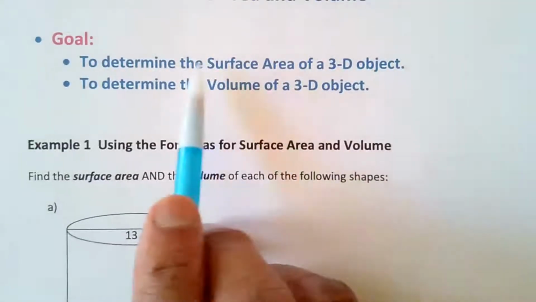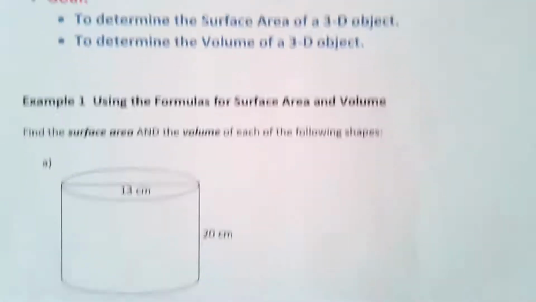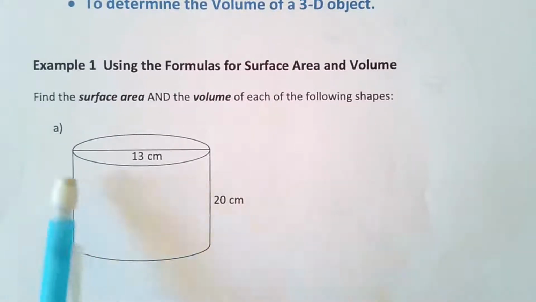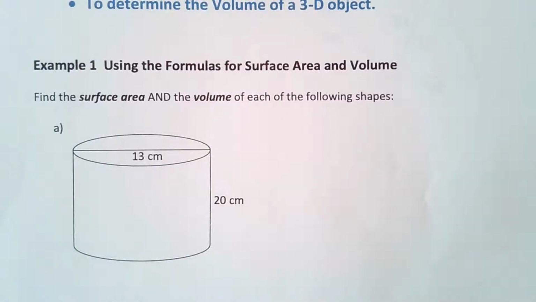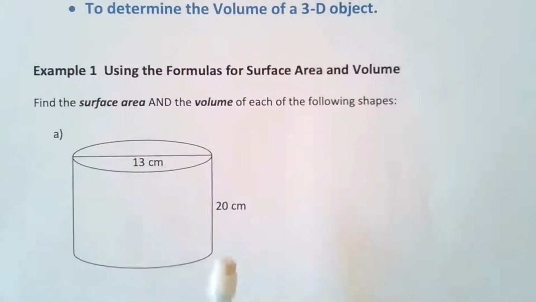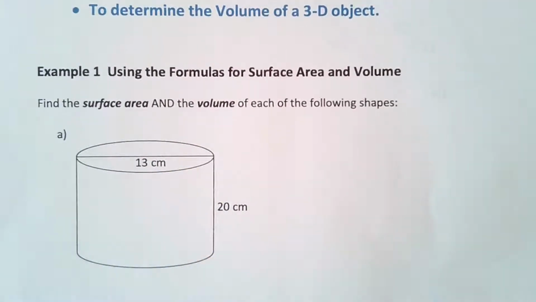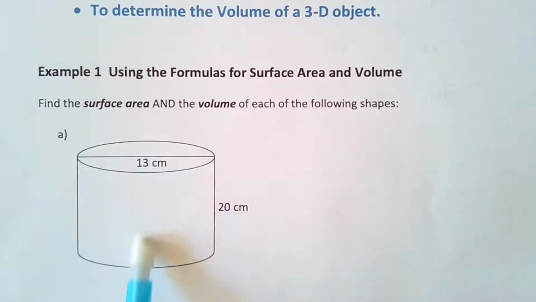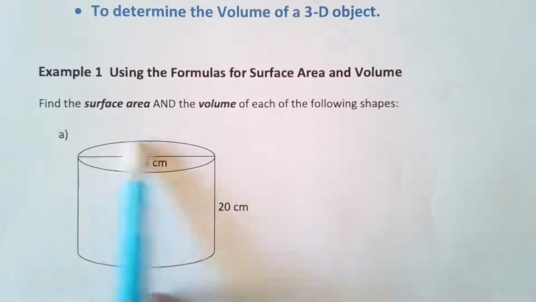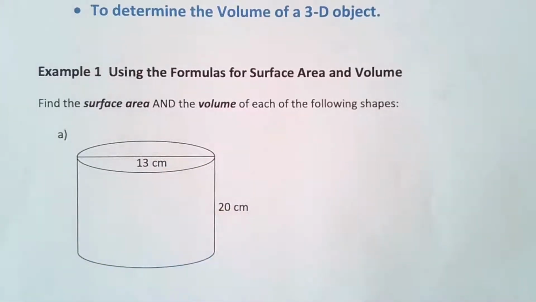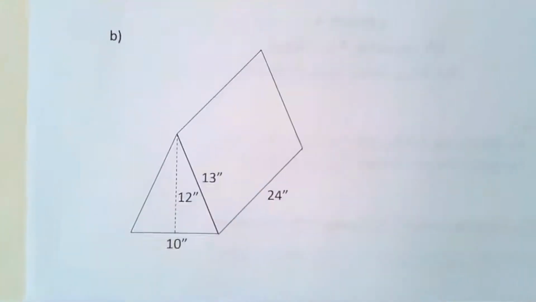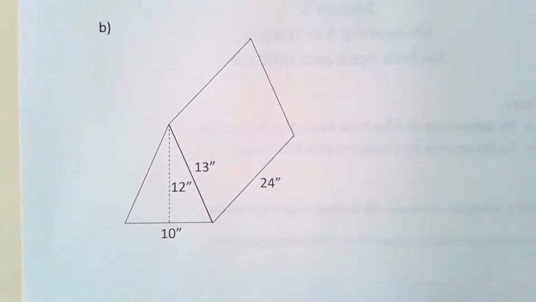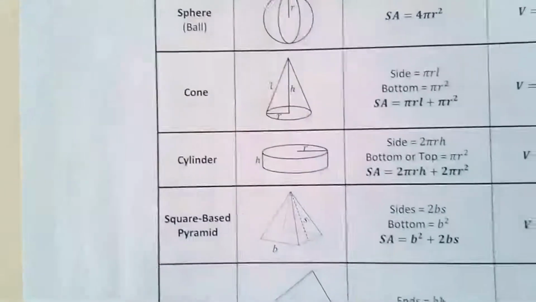So our goal then is to determine the surface area. By the end of this lesson, you'll be given a 3D object, in this case, a cylinder. It's on a flat surface. It's not a 2D surface, but a 3D object. And you will be asked to find the surface area of the cylinder and its volume. Then the next example I'll go through with you is what we call a triangular prism. And you'll become familiar with the names of these on your formula sheet.